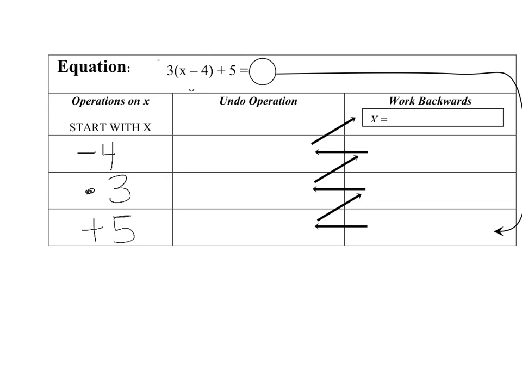Add 5. All right, so now we're going to do our undo operations over here. I'll start at the bottom. The opposite of adding 5 is to subtract 5, and the opposite of multiplying by 3 is to? Take the cubic root of it. Nope. Divide by 3. Oh, that makes sense. Yep. And then the opposite of subtracting 4 is to? Multiply by 4. Nope, try again.